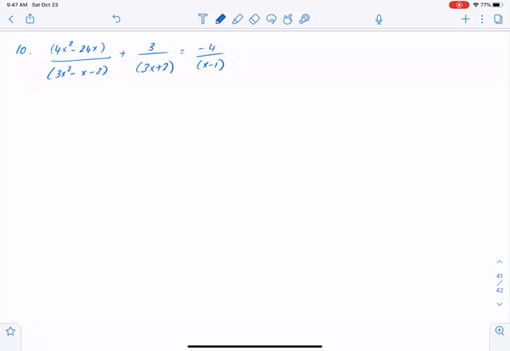So we've got a lot of things going on. First, I'm going to try to see if I can factor the first denominator. I can factor the first denominator, which is 3x squared minus x minus 2, as 3x plus 2 times x minus 1.